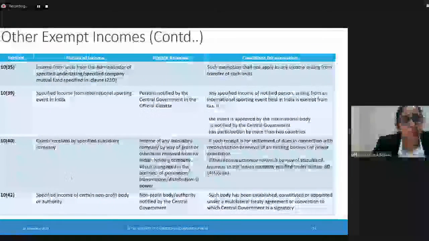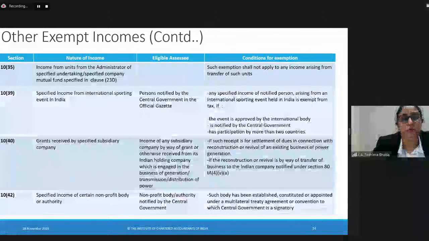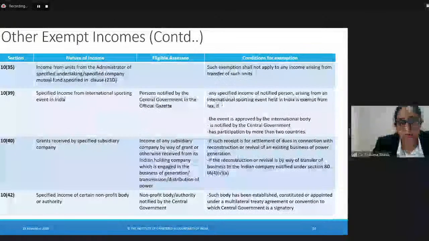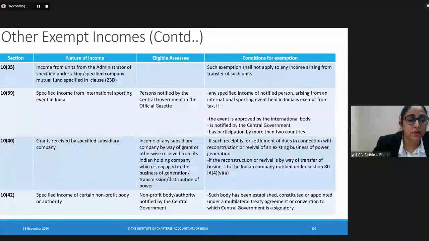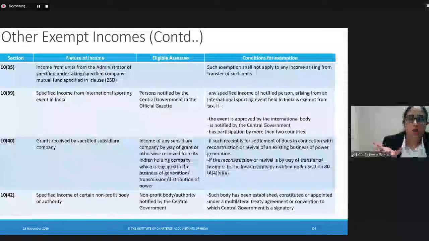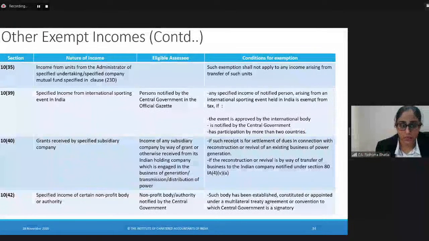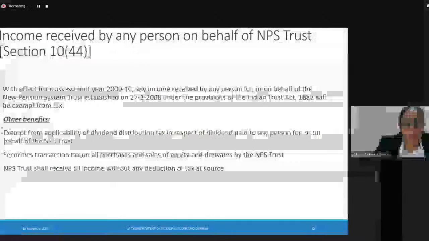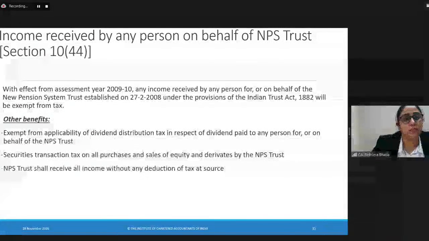Specified income of certain non-profit body: any non-profit body or authority notified by the central government which is appointed under a multilateral treaty, agreement or convention to which the central government is a signatory. Multilateral treaty means some non-profit body was established as a result of a treaty. That body's specified income would be exempt. Again, not important.